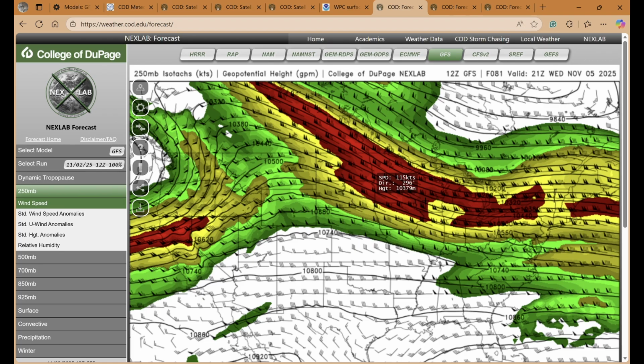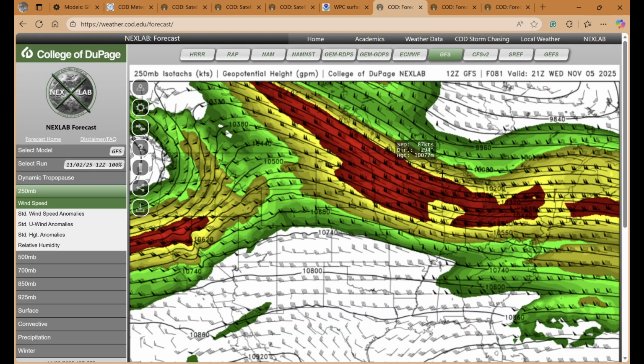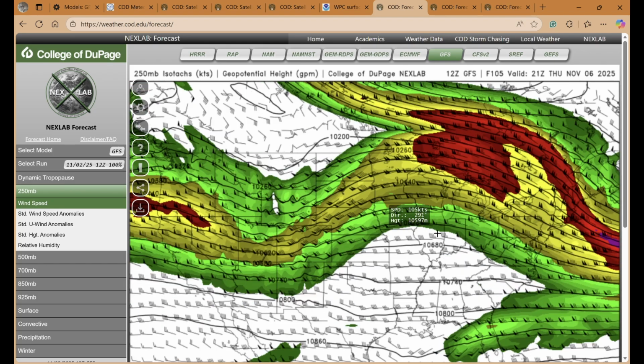So that's why you're a bit cooler, maybe a high of about 52 on Wednesday. Relatively clear skies throughout the day. Maybe a couple high clouds, but overall just clear. And I would expect maybe a little windier on Wednesday, but again, nothing too crazy. Now let's move into Thursday.